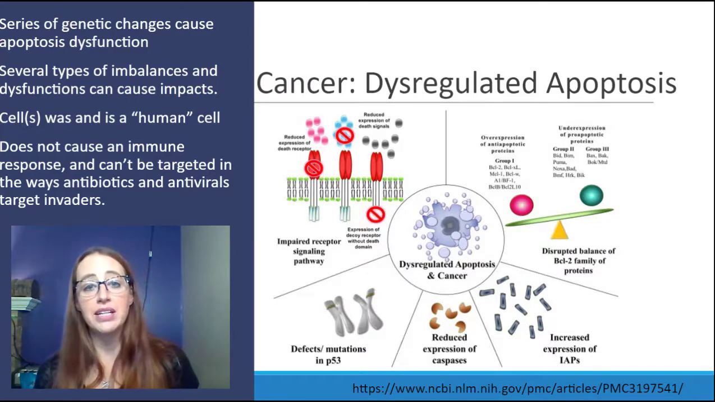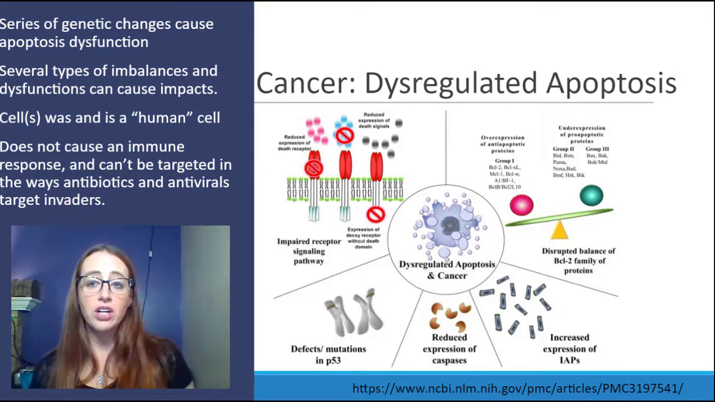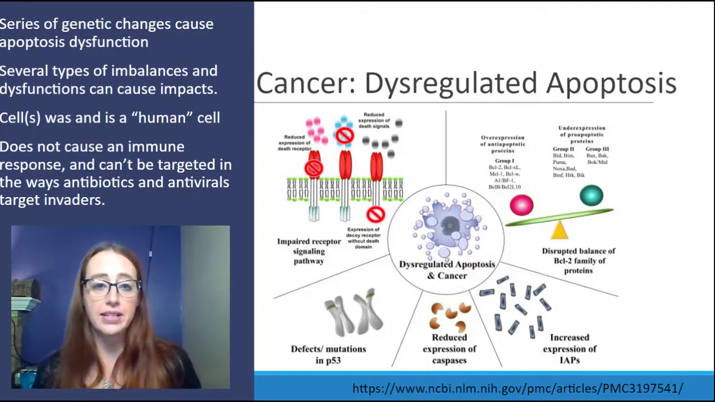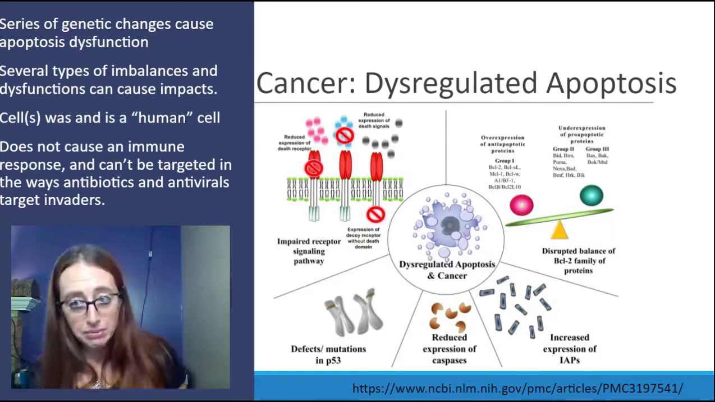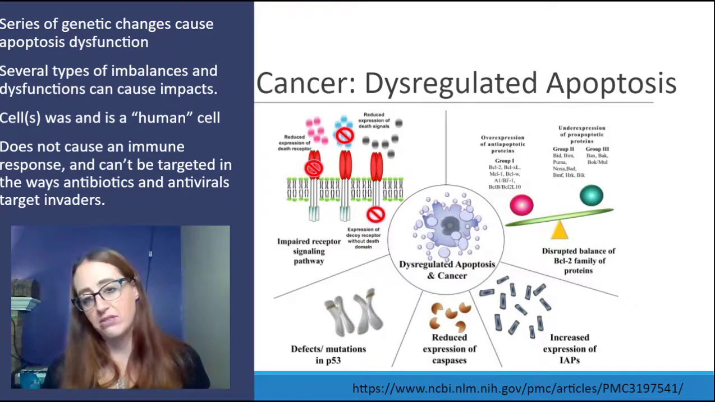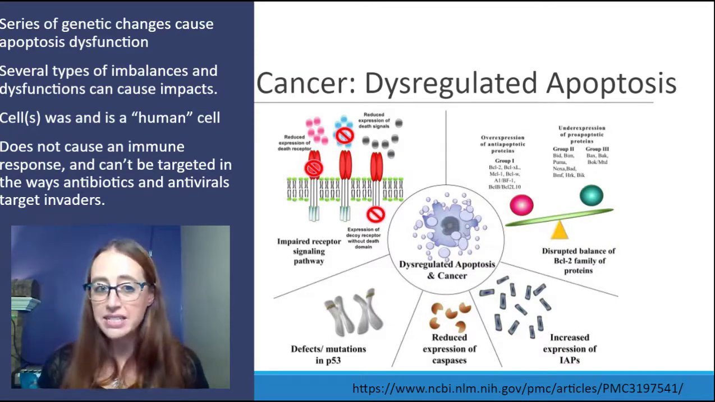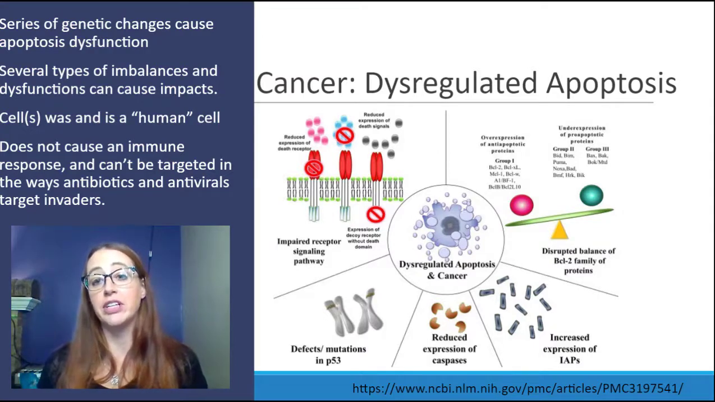It also points out that this was and is a human cell. Though there are infectious agents which can cause cancer, they themselves are not the cancer. They cause genetic mutations in the cell, which then dysregulate apoptosis, causing cancer. There are a lot of ways that this dysregulation can happen, and that's one of the tricky parts about cancer. It's not one disease, it's a whole family of diseases that can all be very different from each other.